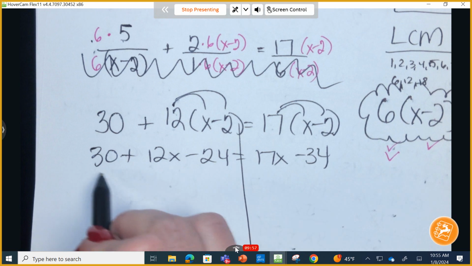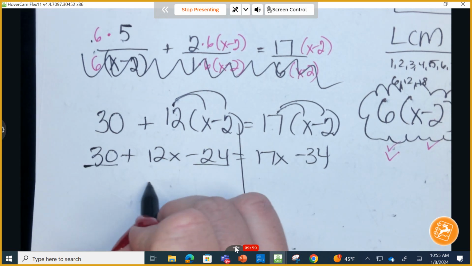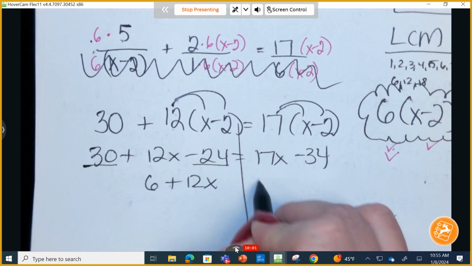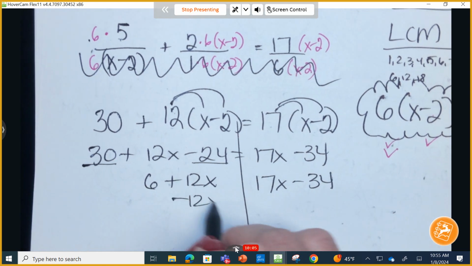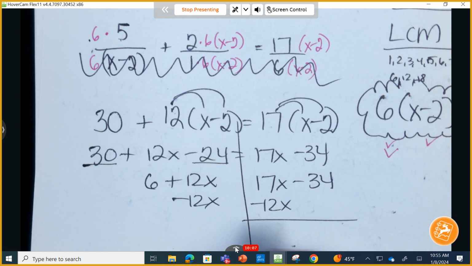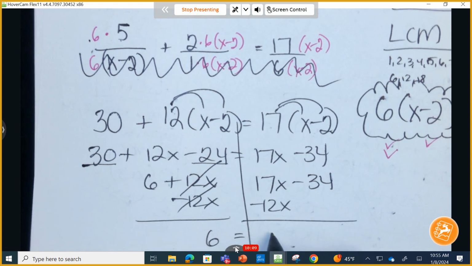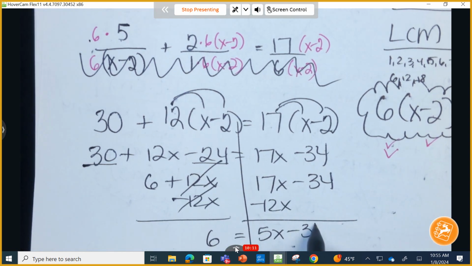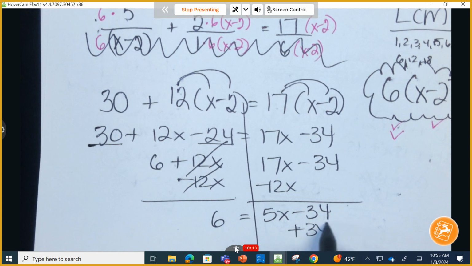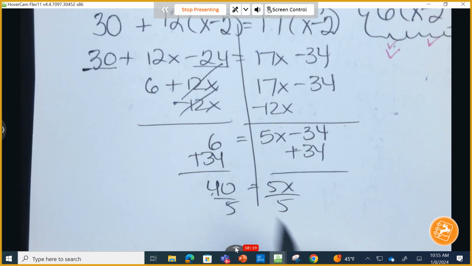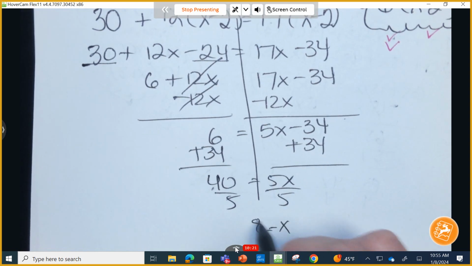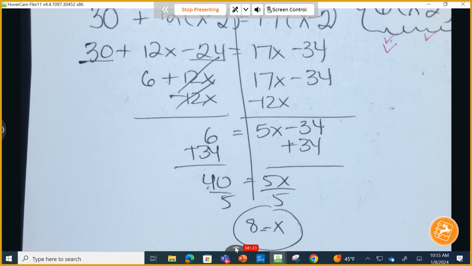And I'm going to combine like terms. 30 subtract 24 is 6. And you can choose to move the x's to the left or to the right. It is up to you. I believe that x is equal to 8.